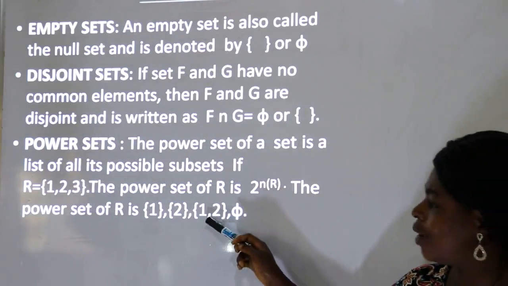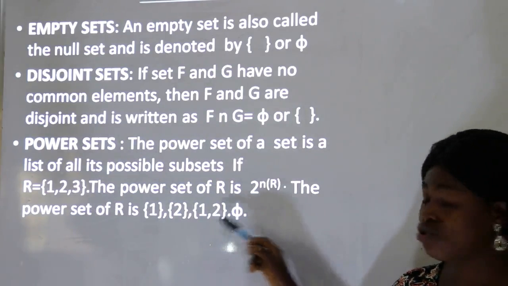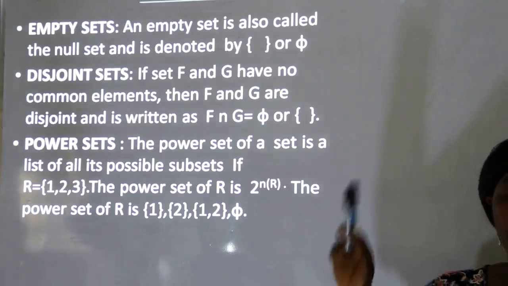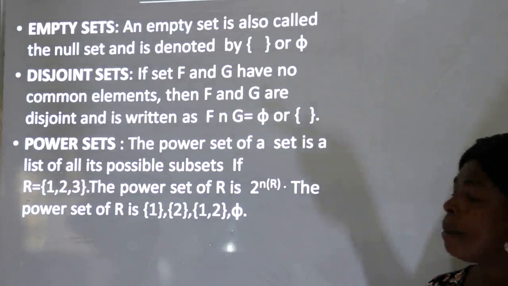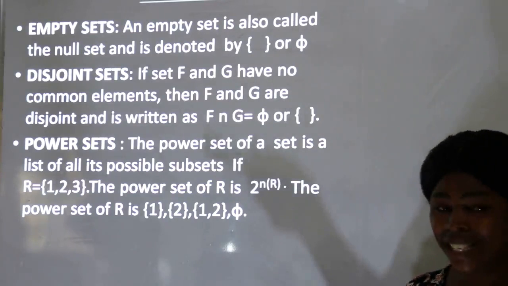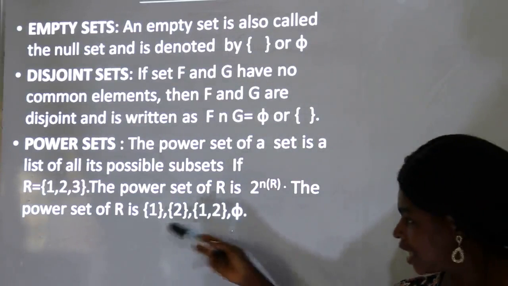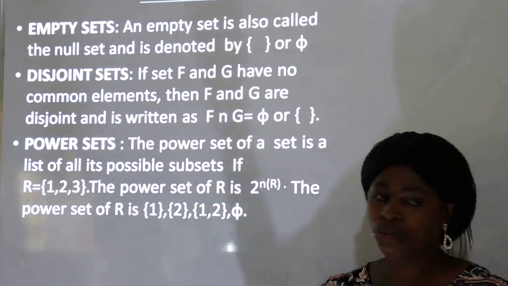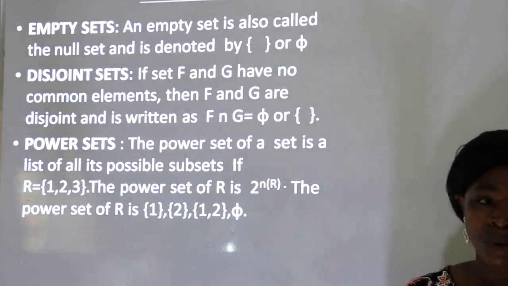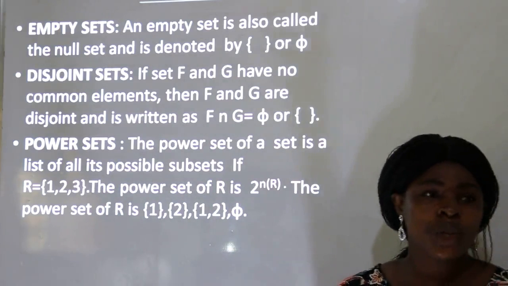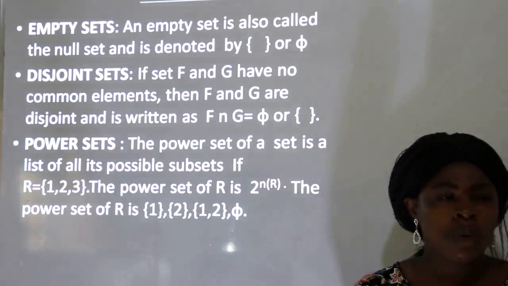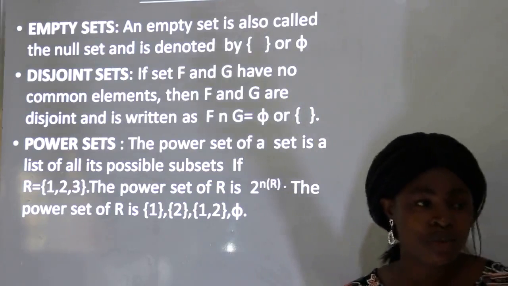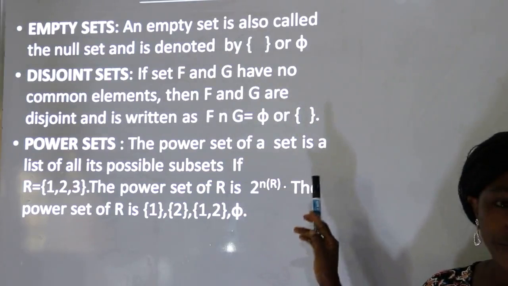If I'm using only 2 elements, then I'll have 2 raised to power 2. So the number of subsets in that set will be 4. Let's count it here. 1, 2, 3, 4. If you do this one too, you're going to get 8, and so on. If you have 4 elements, it will be 2 raised to power 4. So when you begin to bring out the subsets, you discover that that is what you will get from here.